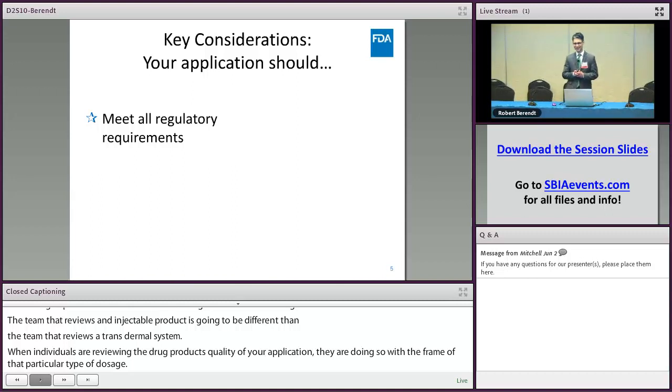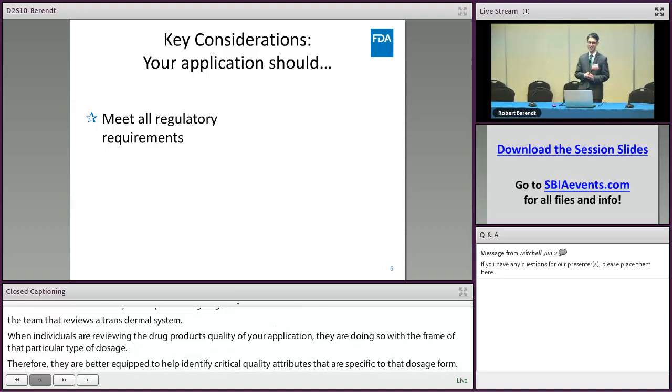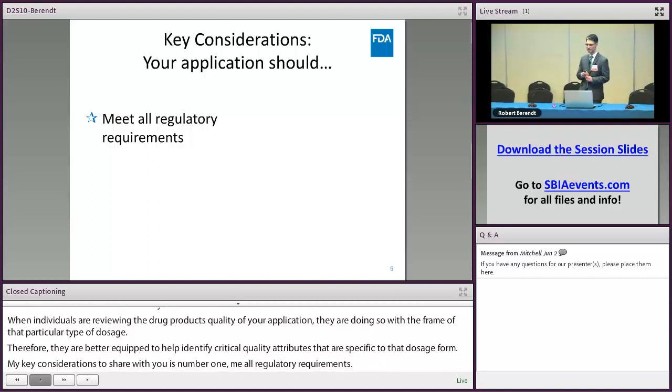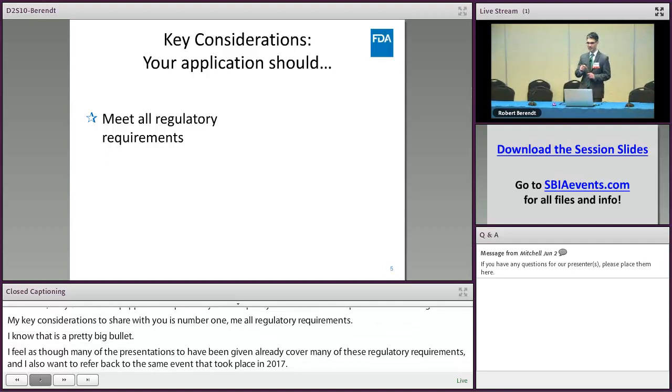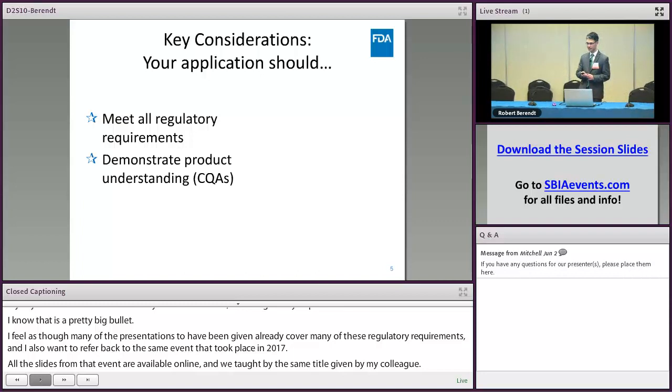My key consideration to share with you is, number one, meet all regulatory requirements in your submission. And I know that's a pretty big bullet. I feel as though many of the presentations that have been given already cover many of these regulatory requirements. And I also want to refer back to this same event that took place in 2017. All of the slides from that event are available online. And the talk by the same title given by my colleague, Guoping Sun, outlines many very specific requirements that would be important to note. So please go back and refer to those old slides.